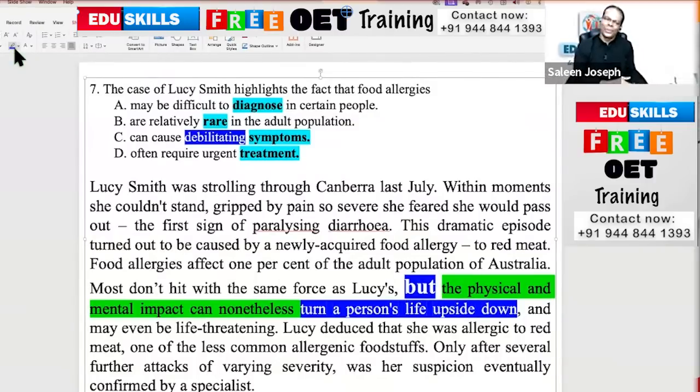Yes, Father. So even without this clue, you have found the answer. Still, I'm telling you, if you don't find that, this clue can be used. The clue is this: you usually have the answer after the contrast word. So the debilitating synonymous expression given is turn a person's life upside down. Means if you put you upside down, head on floor, legs up, will you be able to do your nursing duty? No, Father. So debilitating, disabling. Okay, disabling symptoms.